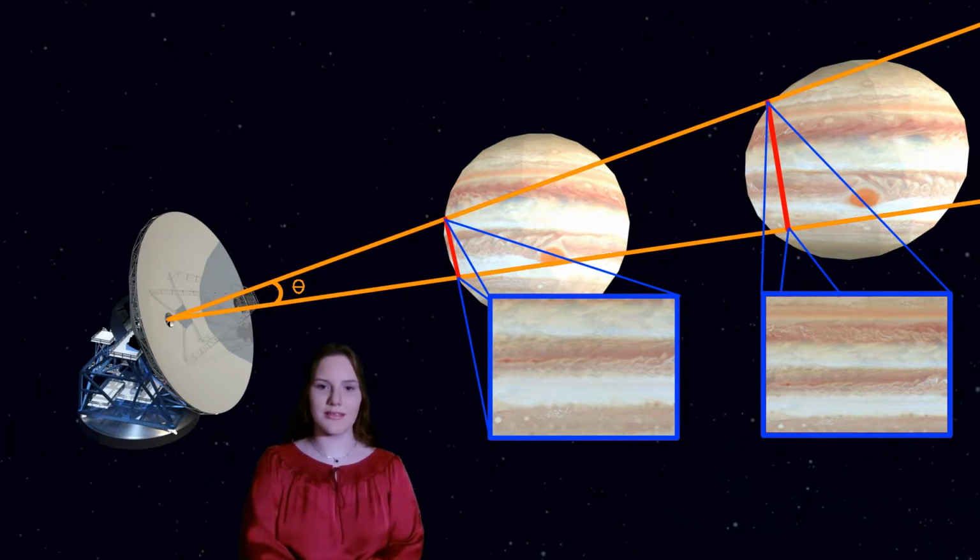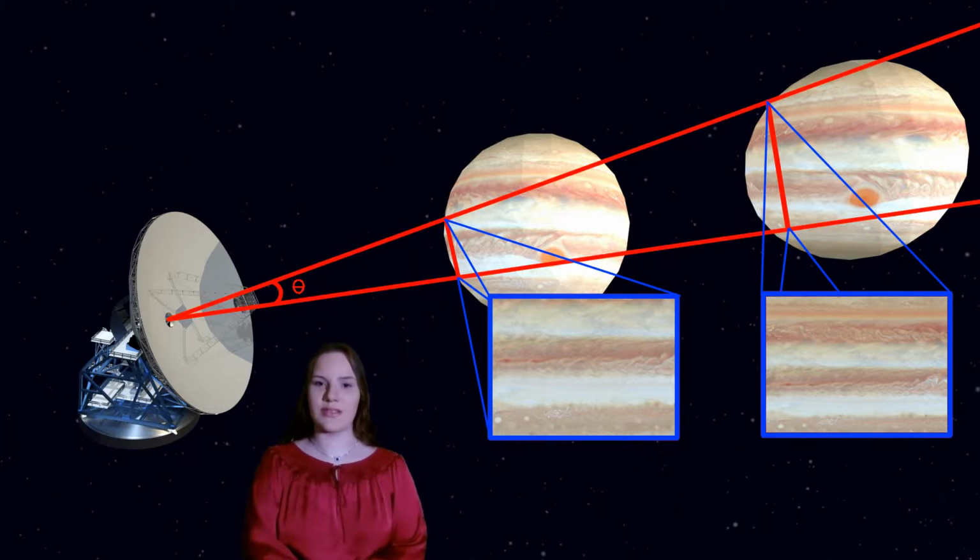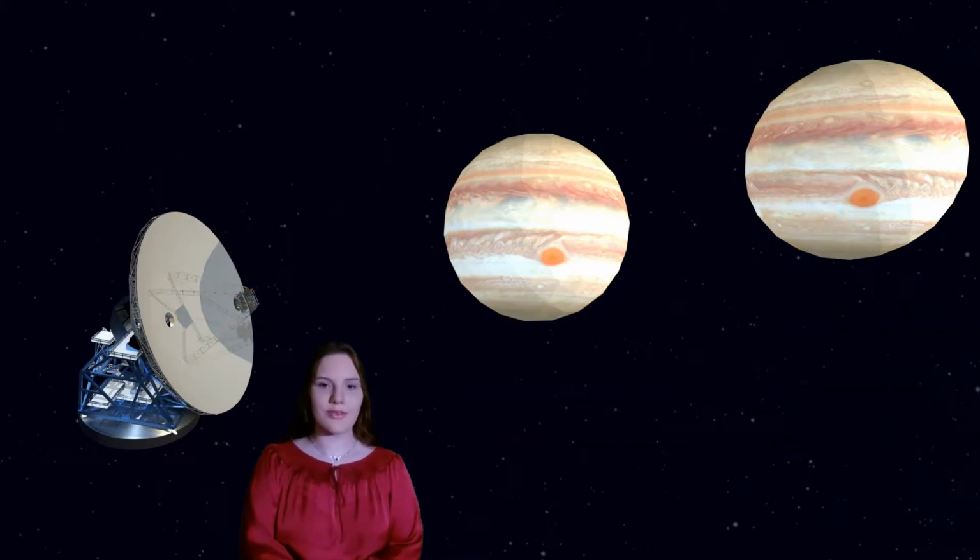Angular resolution is a line-of-sight limitation of a telescope to discern details. It is constant no matter the distance. Spatial resolution is the angular resolution of a telescope in radians multiplied by the distance. The extreme distance to the black hole is why it's so blurry. So the smaller the angular resolution of a telescope, the finer the image.